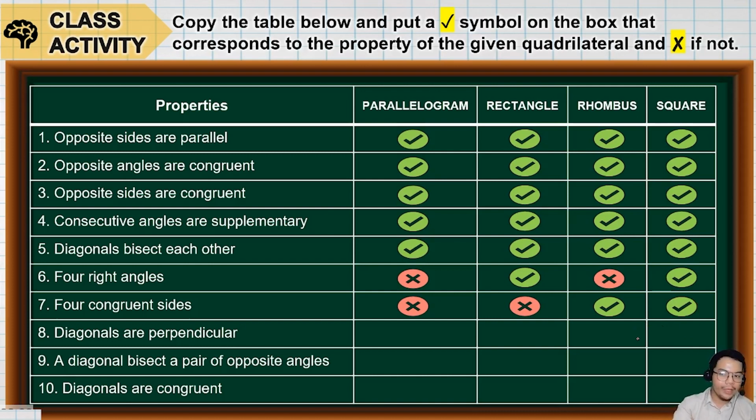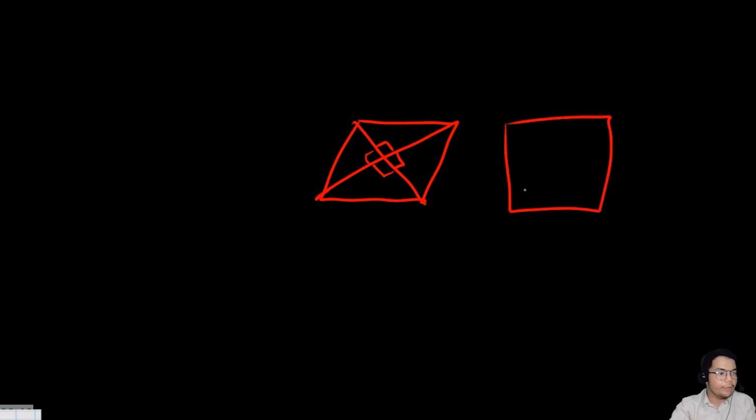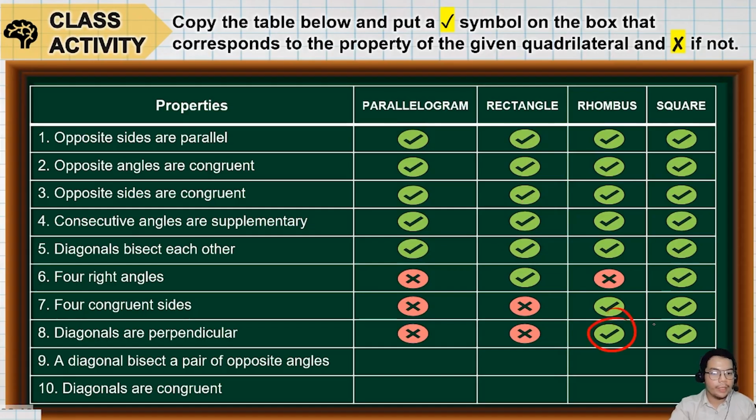And number 8, we have diagonals are perpendicular. Saan ba natin binanggit yung property na yan? Yes, kay rhombus yung property na yan. So, pag sinabi natin diagonals are perpendicular, that is when you will be having, yan, sa rhombus, di ba? Kapag nag-intersect yung dalawang diagonal, they will form 90 degrees. And that is also present on a given square. So, kaya pareho silang may check. Di ba? Ang properties ng square is both of the properties combined by the rectangle and the rhombus.